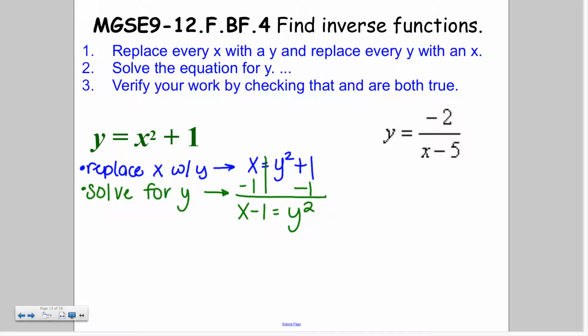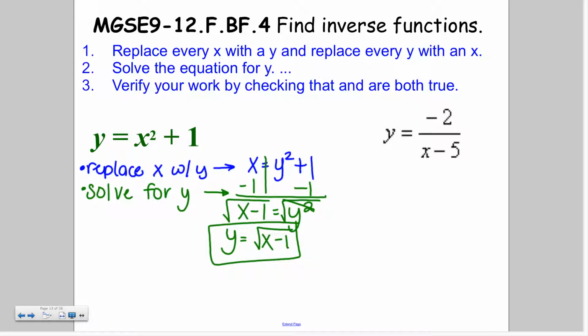Now, we have not solved for y yet because we've got to get y by itself and it has a square on it. In order to get rid of a square, we need to root it. So square root both sides. That's going to leave us with y is equal to the square root of x minus 1. And that is our answer.